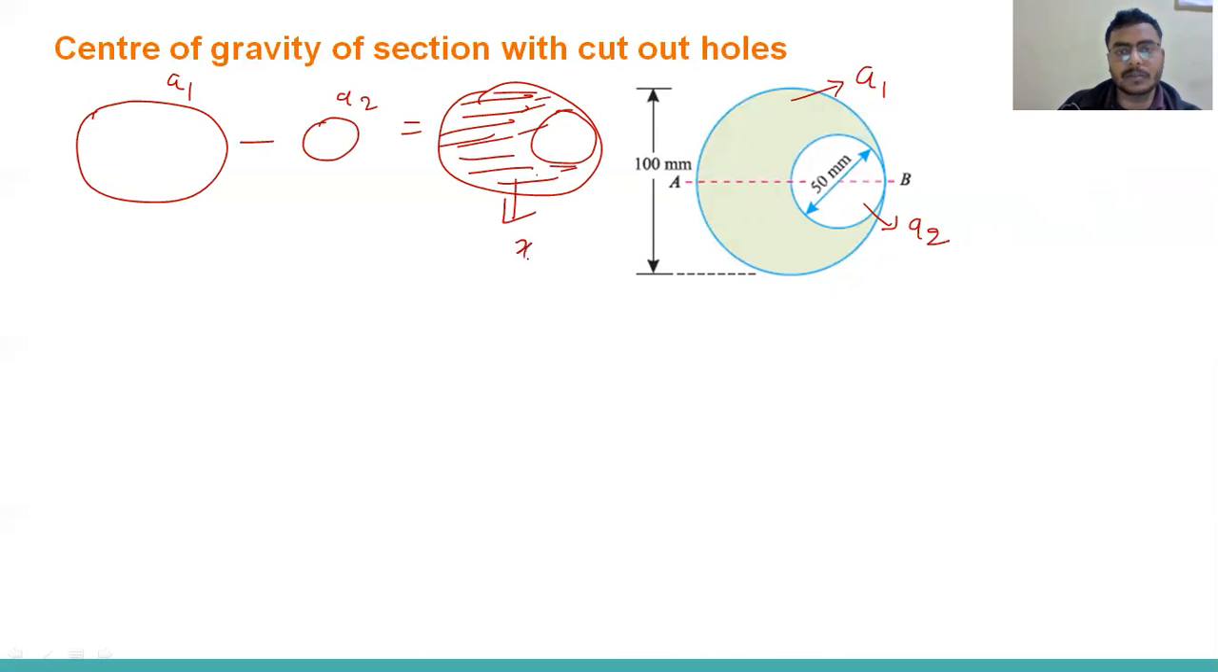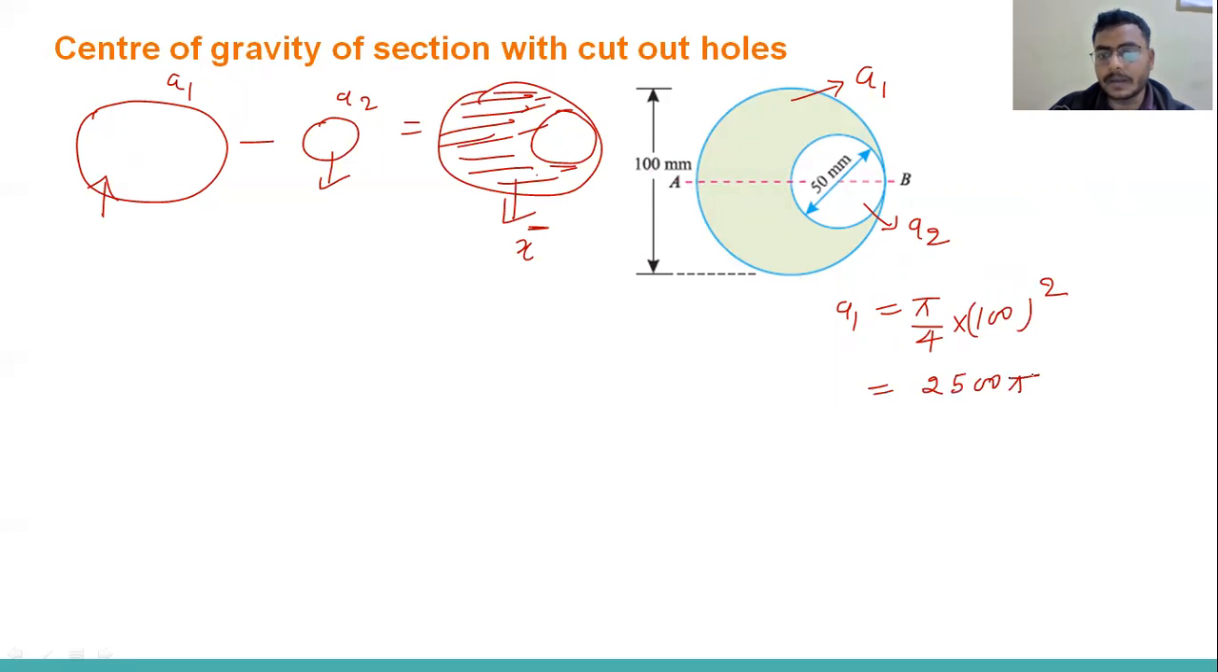So I'm going to calculate X bar for the remaining figure. We will take the big circle, the larger circle, and deduct a small circle. So from here we can write A1. What is A1? The area of the larger circle, and the diameter is 100 mm. So we can write pi by 4 into 100 square. So it will come 2500 pi.